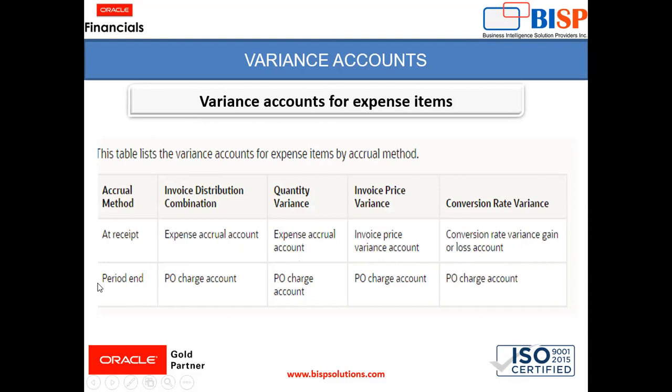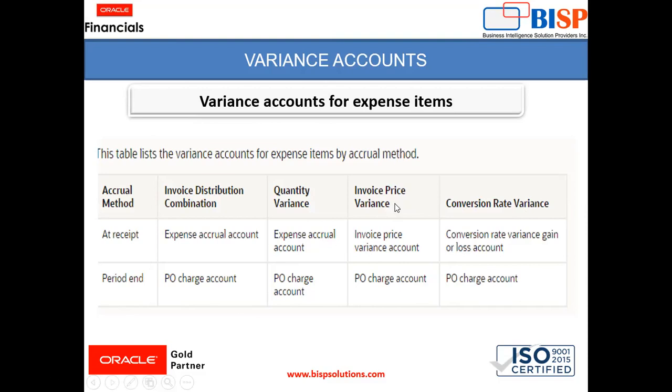And if you are following period end accrual method, then for invoice distribution combination, quantity variance, invoice price variance, conversion rate variance, purchase order charge account or expense account is there. So this was all the various accounts depending upon the accrual method, right? And these variance distributions are created at invoice validation time. When we create an invoice and validate the same, these various variance distributions are created at that time, right?